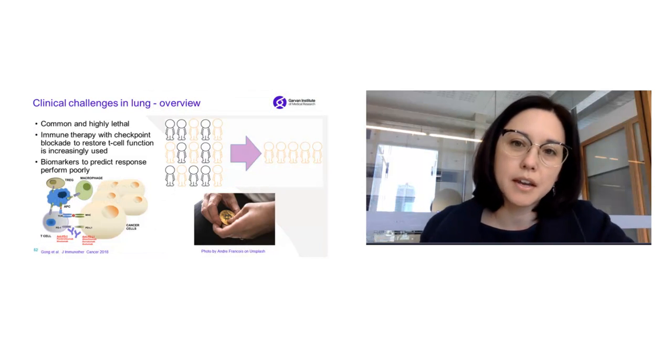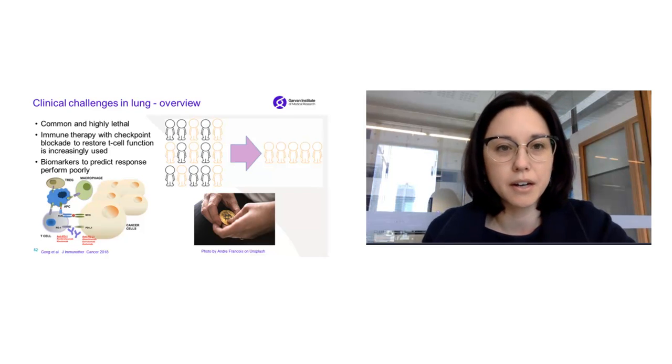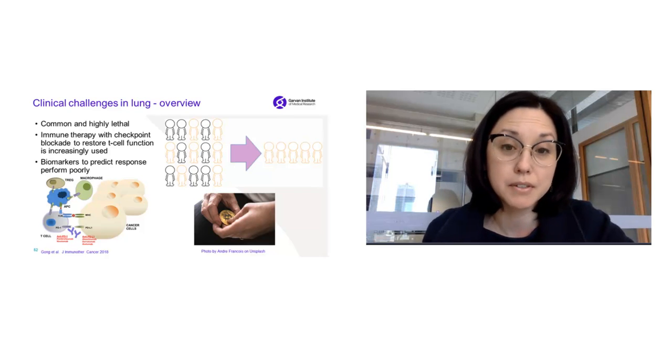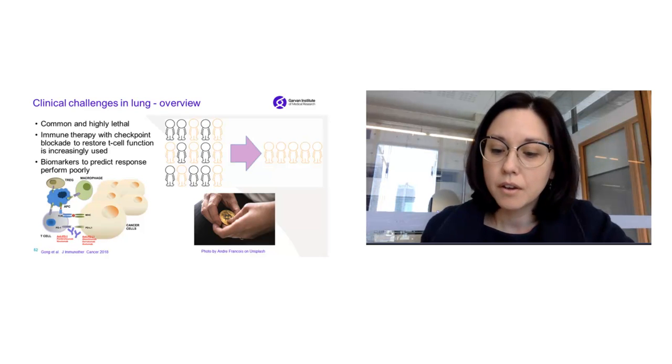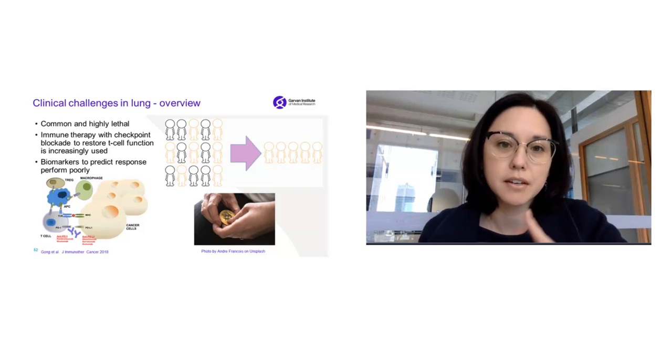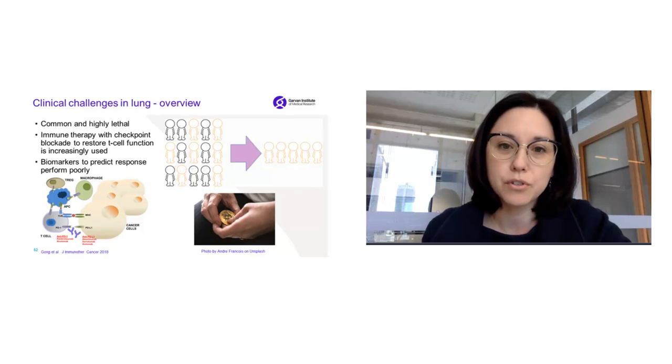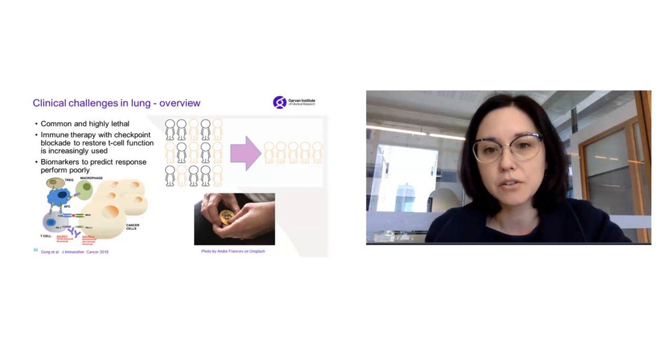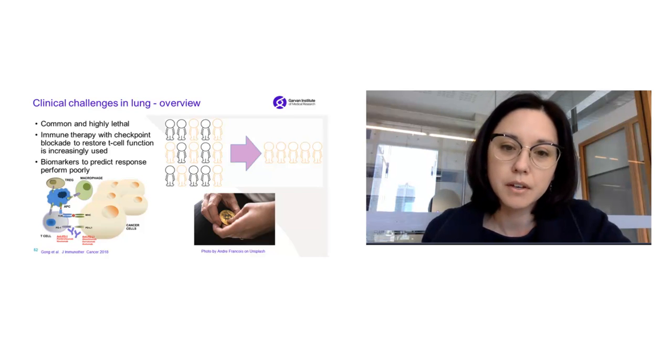So if we look at lung cancer, this is a very challenging cancer to treat in the clinic. It's common and highly lethal, with most patients succumbing to their disease by 2 years. Over the past decade, we've really seen an increase in the use of immunotherapy with checkpoint blockade, which restores T-cell function, and this is being used to improve patient outcomes.